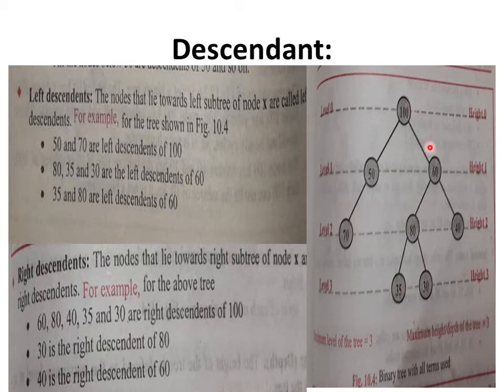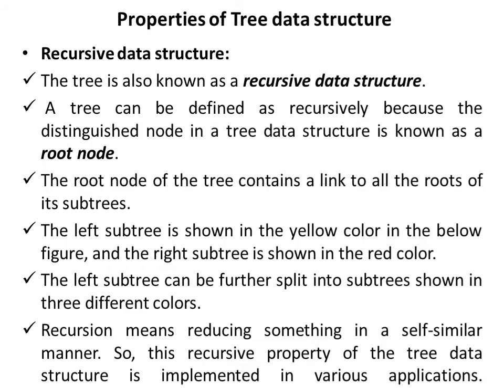Therefore, all these are the right descendants of the 100, and here you can see this 30 only lies for 80. Therefore, 30 is the right descendant of the 80, and similarly for 60 here you can see it is only 40 there. Therefore, 40 is called as a right descendant of the 60. That means a node that is a part of the right side is called a right descendant. Any node that is a part of the left is called a left descendant. That should attach to the root nodes.